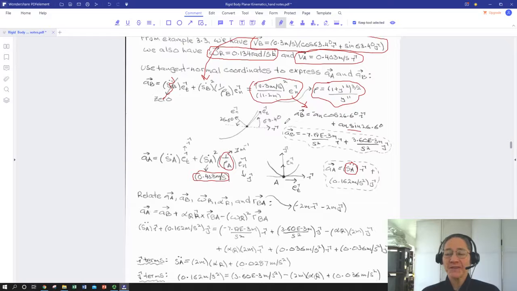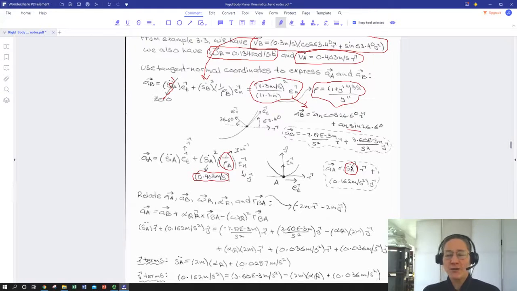Okay, A and B are on the same rigid body. We now have a full expression for acceleration of point B with respect to, we'll call it, our fixed reference frame coordinates. We have an expression for the acceleration of point A in terms of our fixed i hat, j hat coordinates, and we've only got one unknown in it.